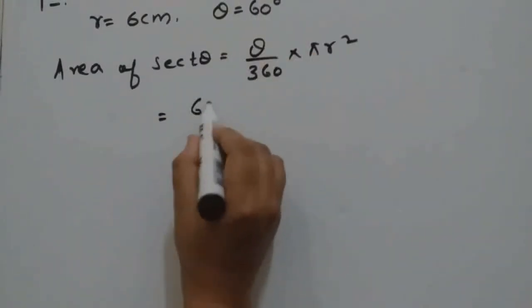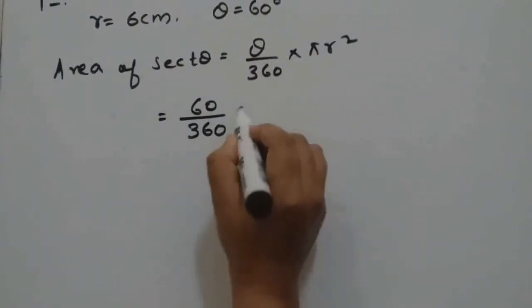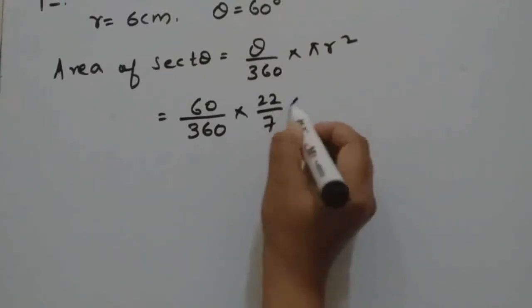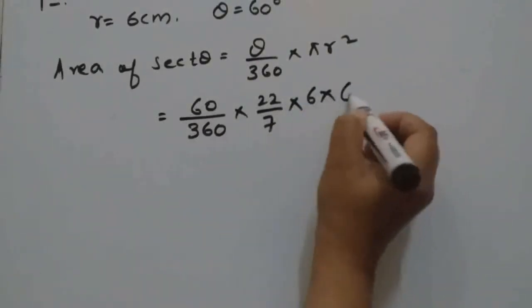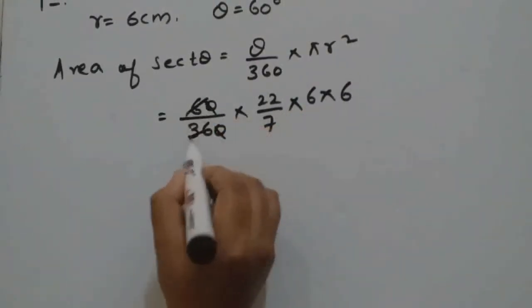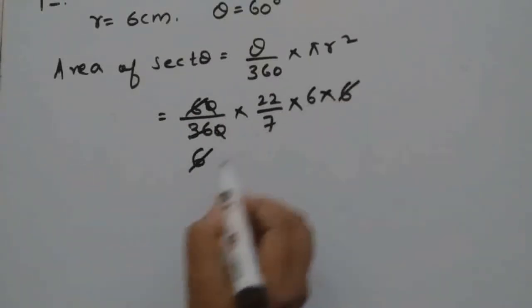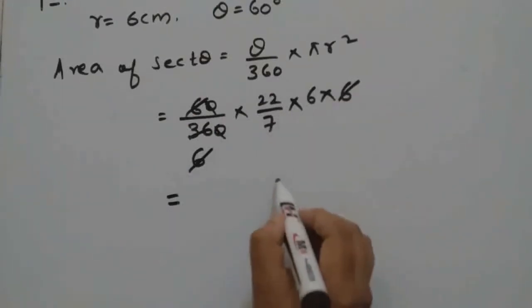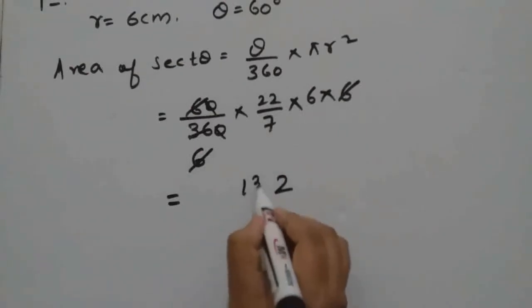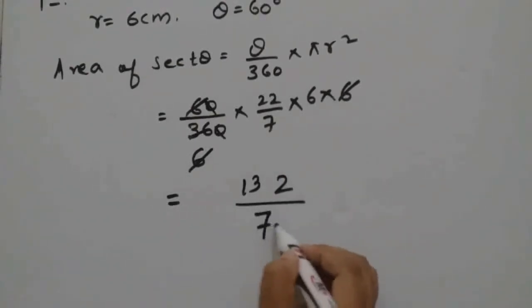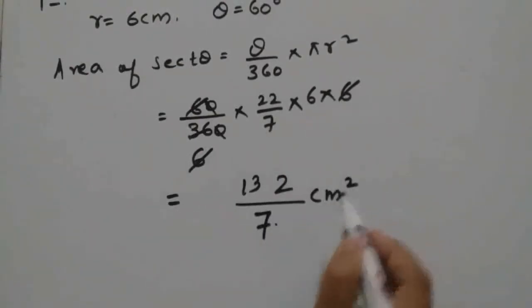Theta is given 60, so 60 by 360. Pi is 22 by 7. R means 6 into 6. So 6 6 are 36. 1 6 will go. So answer will be 132 by 7 centimeter square is the area of the sector.